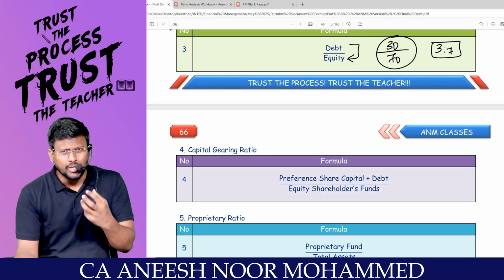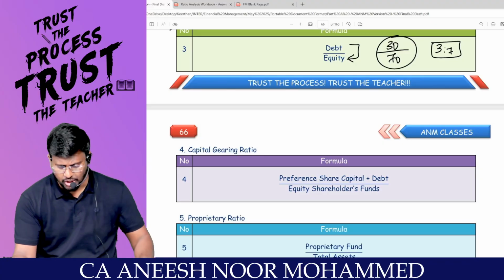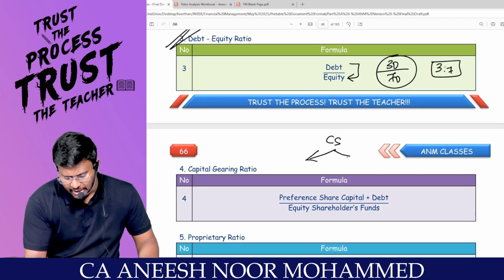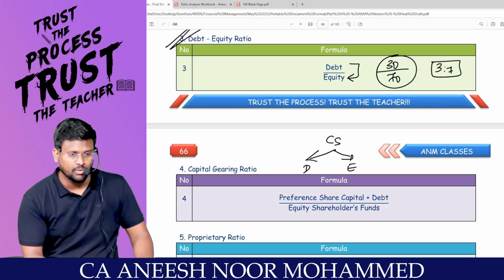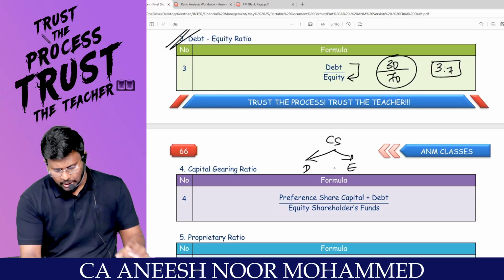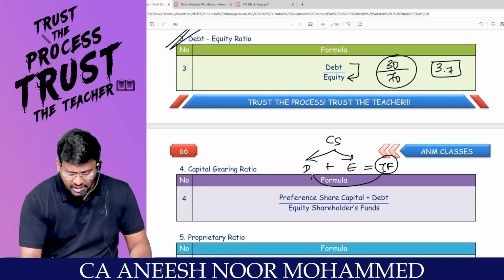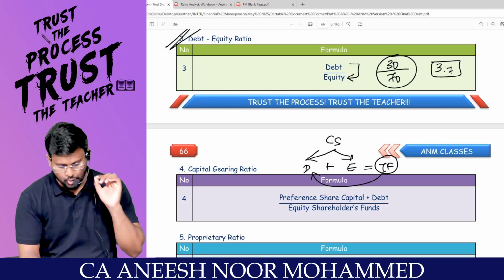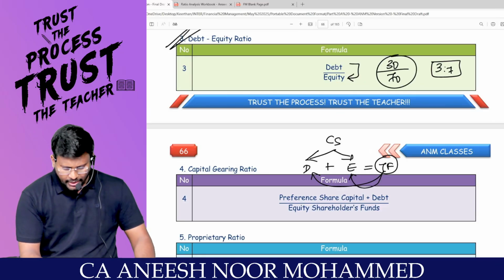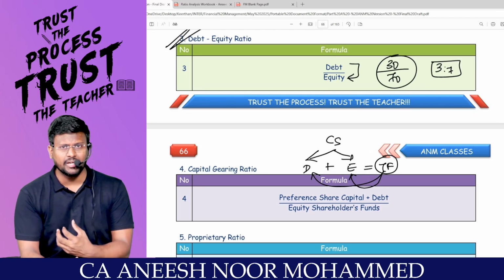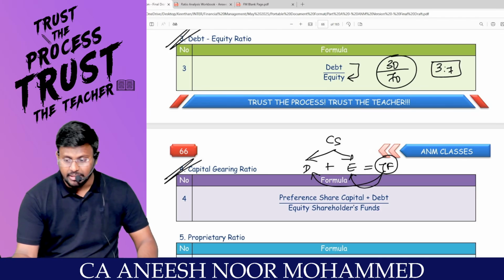Because I am talking about capital structure. Mainly in my capital structure, I will classify the capital structure into debt and equity. Right, sir? So debt plus equity is the total fund. Out of my total fund, how much is the debt is what the debt ratio. Out of the total fund, how much is the equity is the equity ratio. What is the relationship between debt and equity is what the debt by equity. Right, sir? I'm coming to the capital gearing ratio.